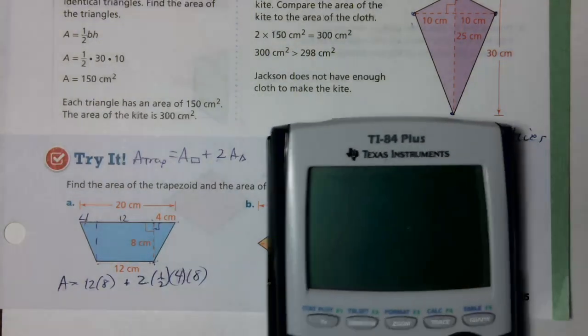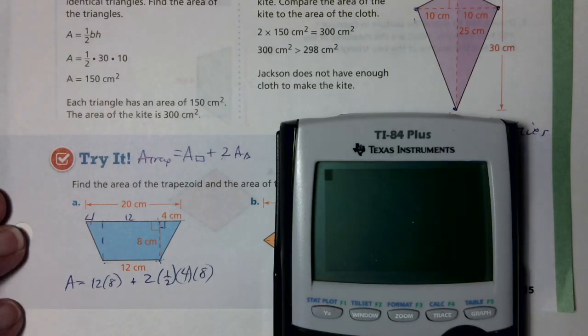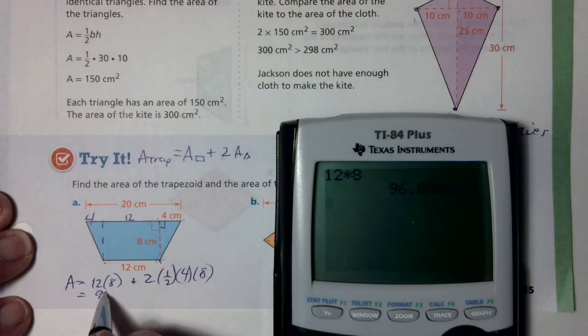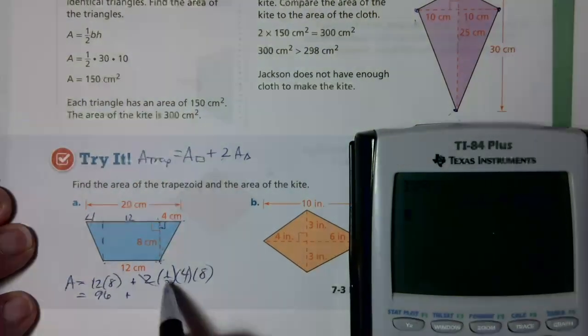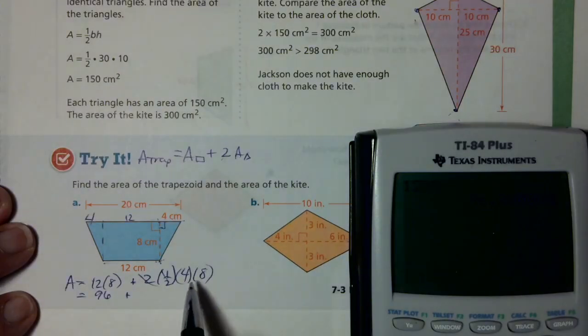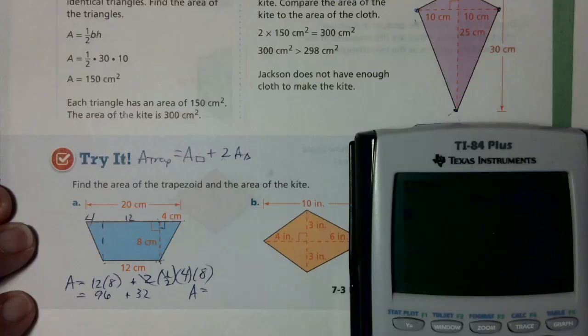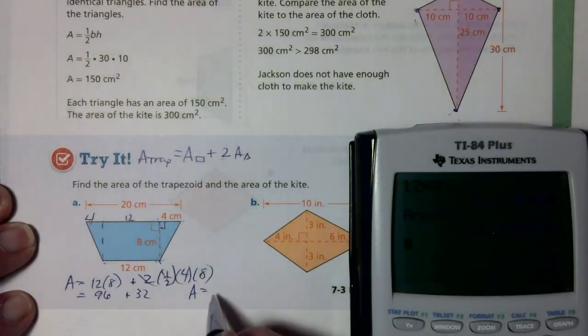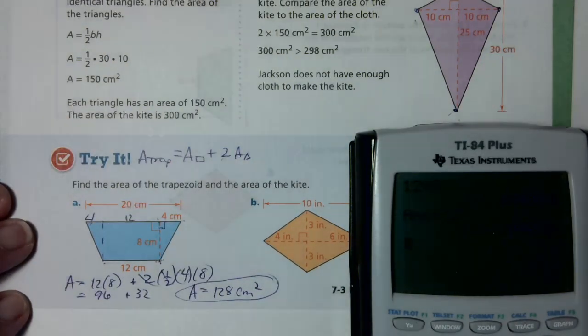All right, it is calculator time. Thank goodness, saves us a lot of time. I need 12 times 8, should know what that is. 96. Okay, once again, 2 times 1/2, that's just gone because that's a 1. And then I need 8 times 4 is 32. So my area total is 96 plus 32 for a grand total of 128. Get your units on there, centimeters squared. And that's how easy that is.